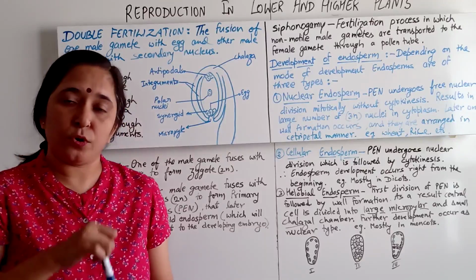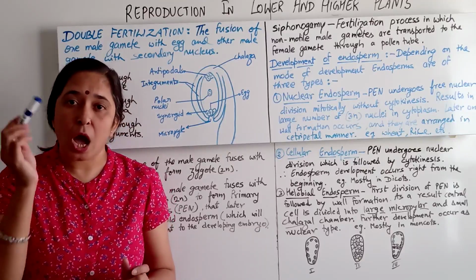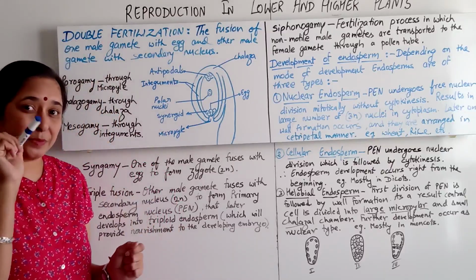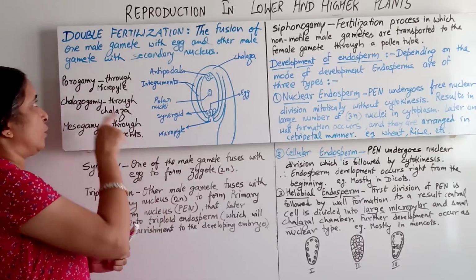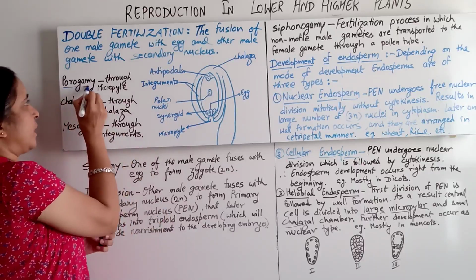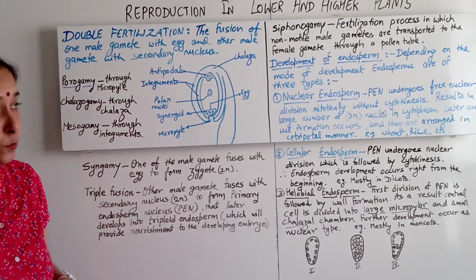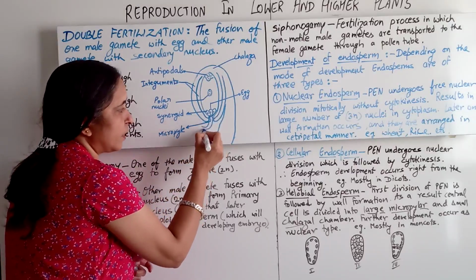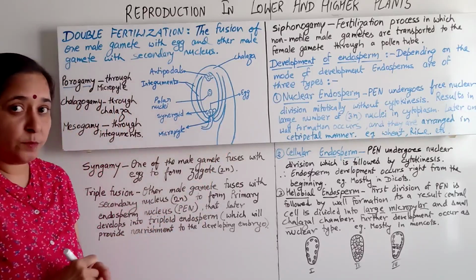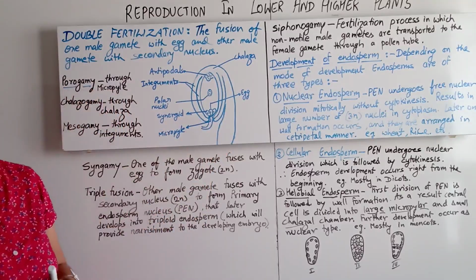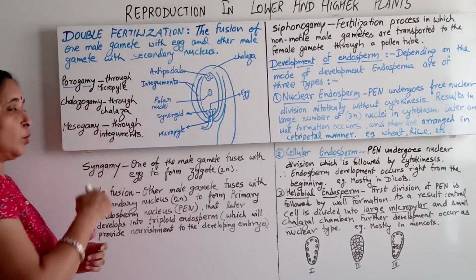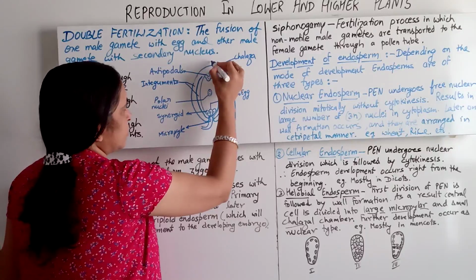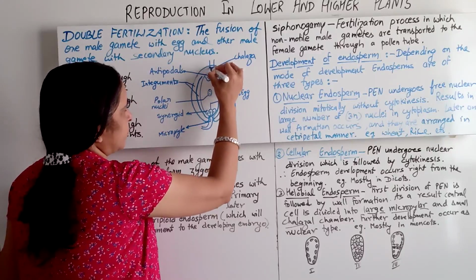Now after the formation of the pollen tube, how does it enter into the ovule, and from which path? There is one name, porogamy. Porogamy is when the pollen tube enters through the micropyle from here. Now if the pollen tube enters from the chalaza side, from here, the pollen tube enters from the chalaza side.